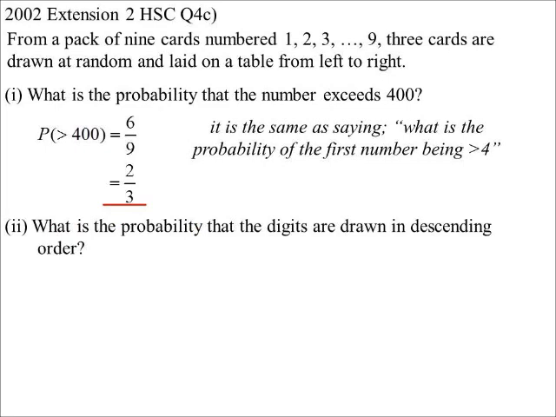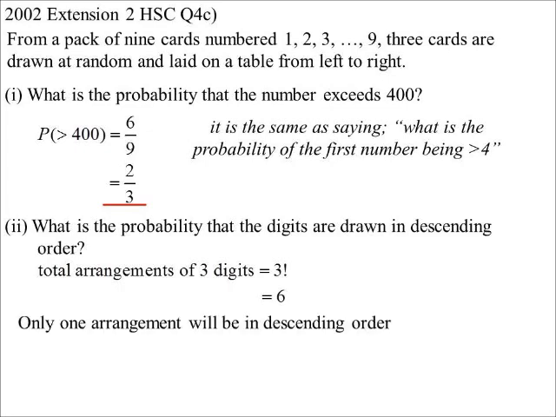Part 2. What is the probability that the digits are drawn in descending order? Now, it doesn't mean it's consecutive. It might go 9, 6, 3. Or it might go 8, 7, 1. But the actual order is descending, is what they mean. Well, the total number of arrangements of 3 digits, there's 3 factorial different ways we could arrange the 3 digits. So the question is, how many of these ways would be in descending order?